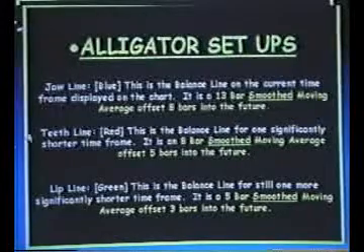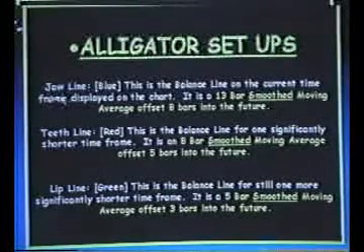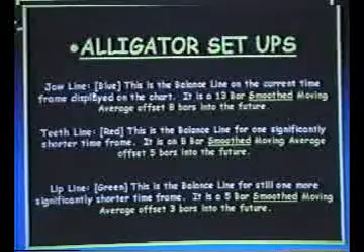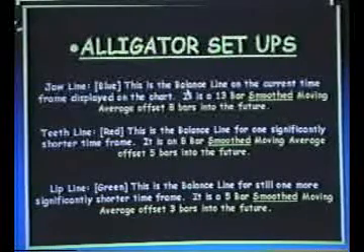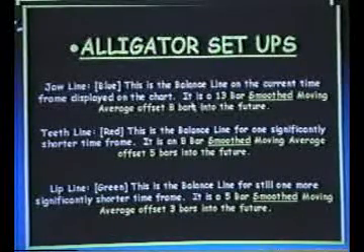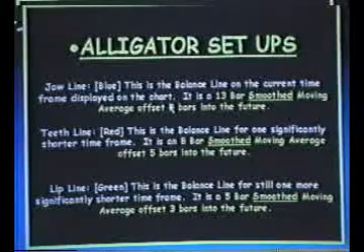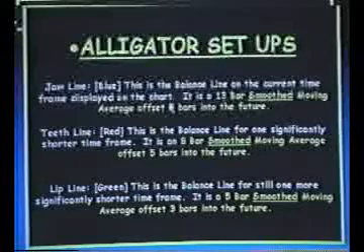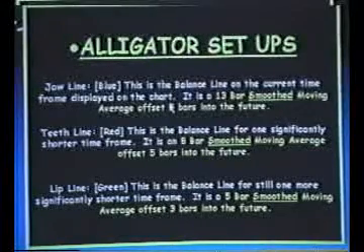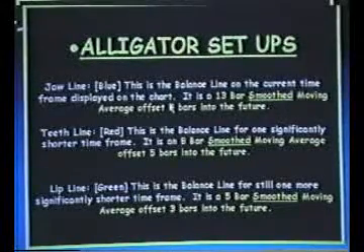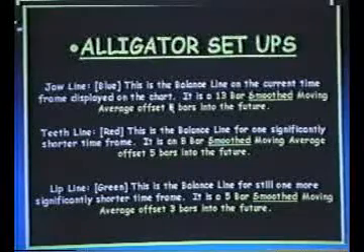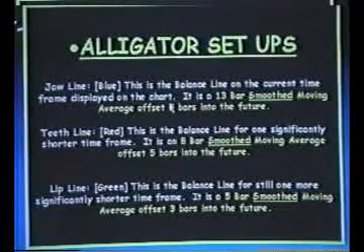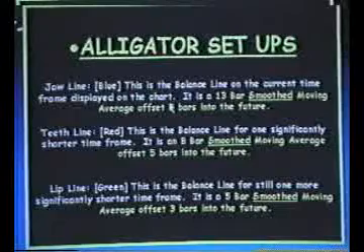And we're going to call the blue line the jaw line. The setup of the jaw line is this is the balance line on the current time frame displayed on the chart. So if we're looking at a daily chart, it's a balance line on the daily chart. If we're looking at a 5-minute, it's a 5 minutes. The construction of this came from a Cray mainframe mathematically, and then we inputted it into a formula that could be used on any PC.